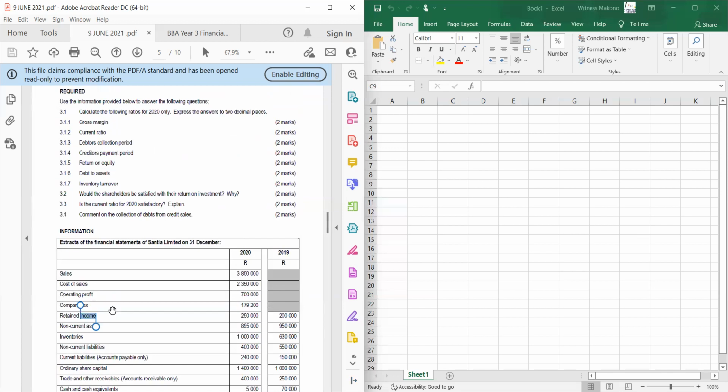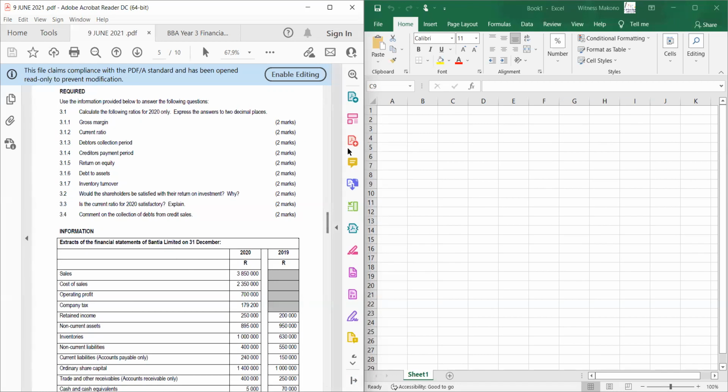And for you guys, it's very easy because it's an online assessment. Being an online assessment, you have got access to your study guide, and you don't need to memorize the formula. That is the good thing about this. You can refer to your study guide, you get the formula, but you have to know the figures to pick when you are calculating the ratios. So let's start with the first one. This is where I said I want you to be opening your study guide. The first question says, calculate the following ratios for 2020 only. Express the answers to 2 decimal places.